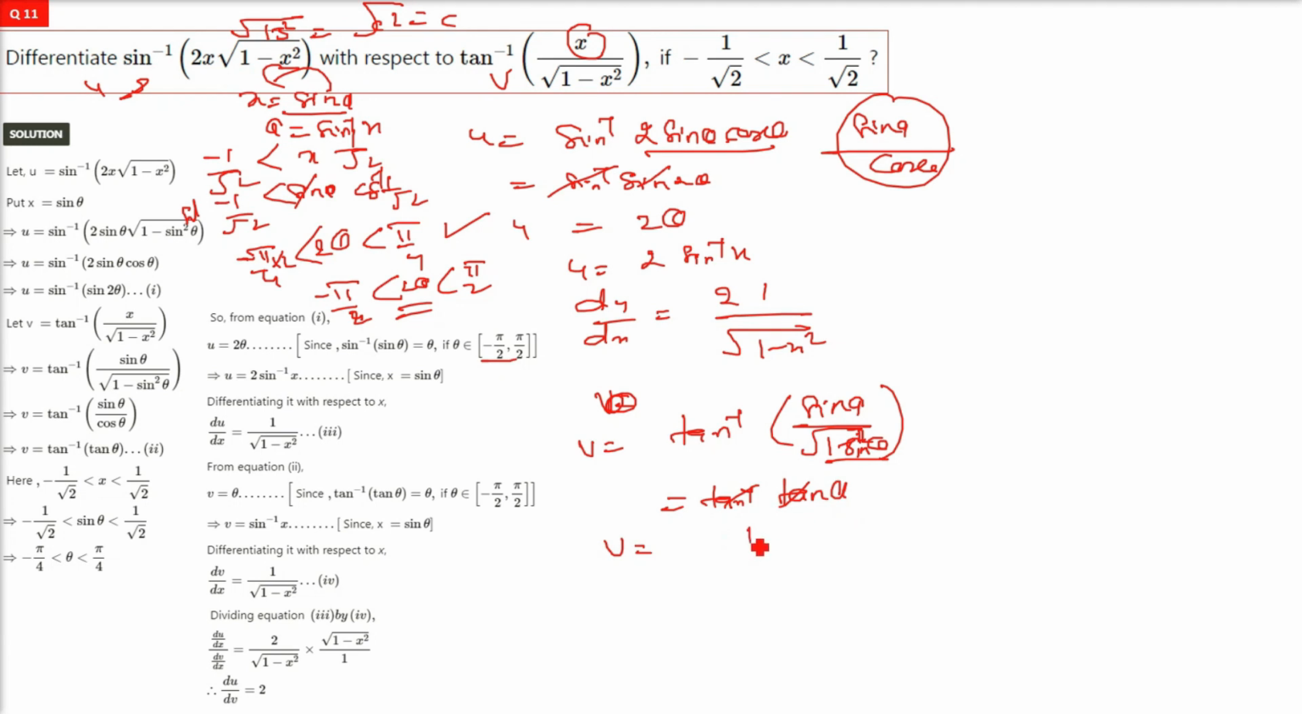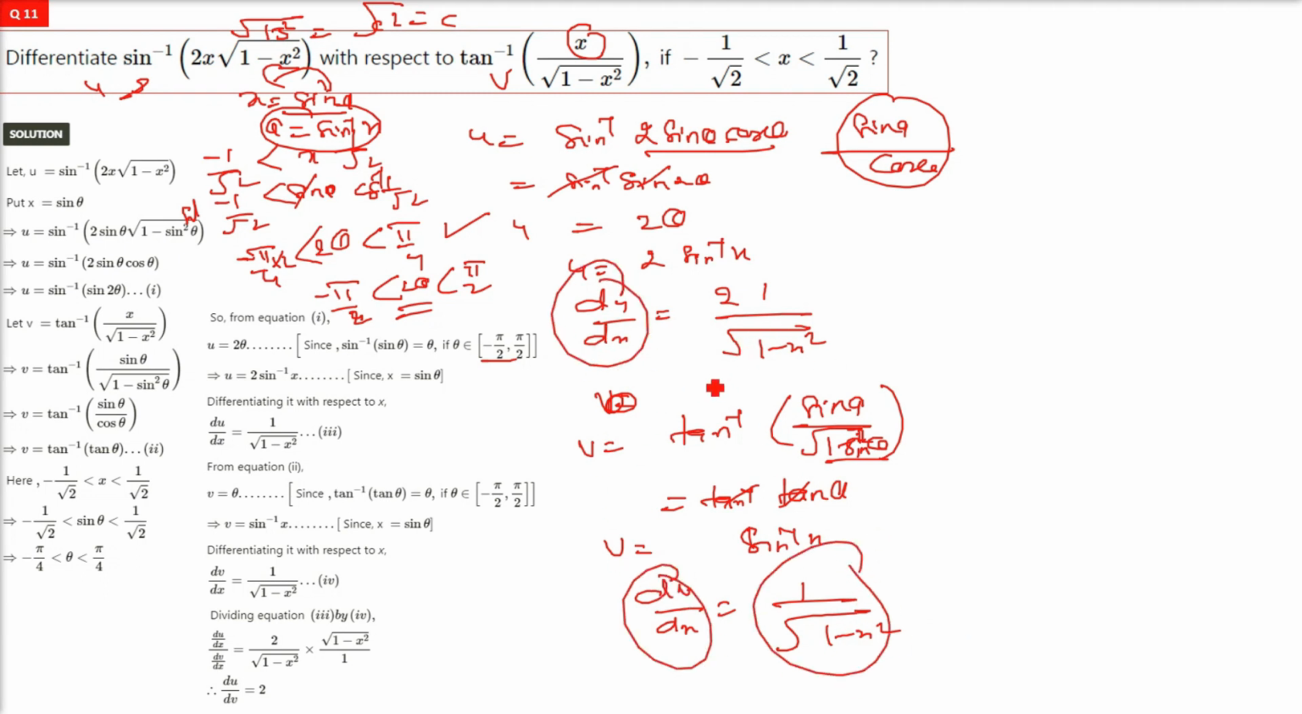Theta you can write as sine inverse x from here. X is sine theta, so theta will be sine inverse x. So dv by dx will be equal to 1 by under root 1 minus x square. So du by dx, dv by dx, now you have to find out du by dv. Let us divide this. 1 minus x square under root cancels. Only 2 will remain. 2 is your answer. Okay, this is 2.